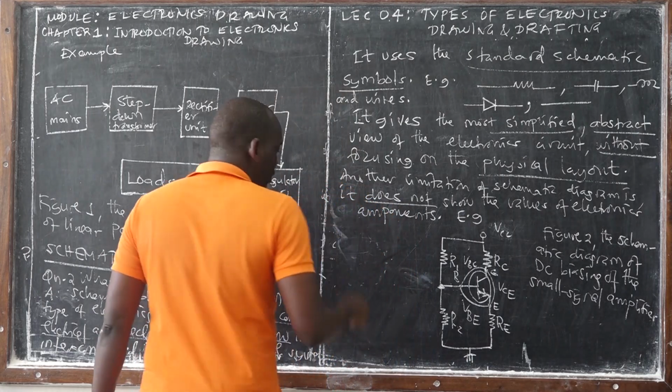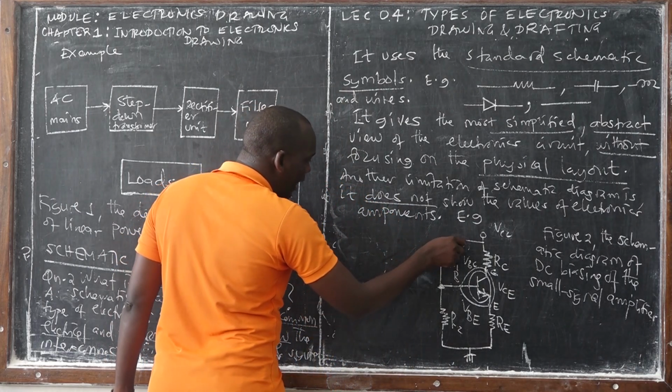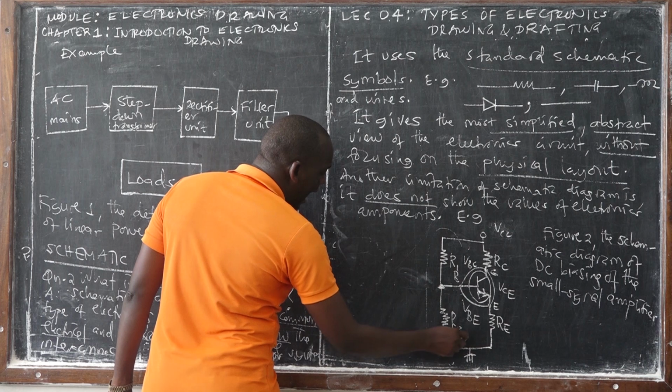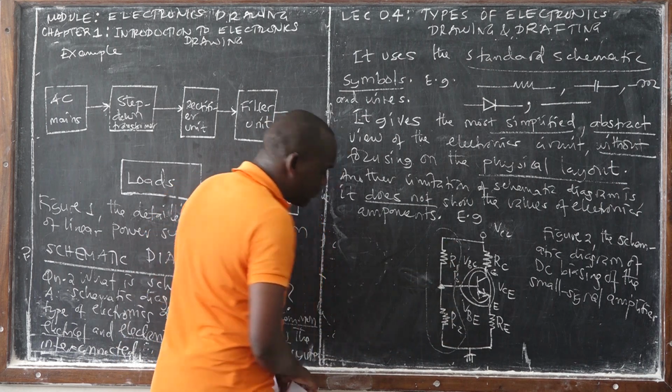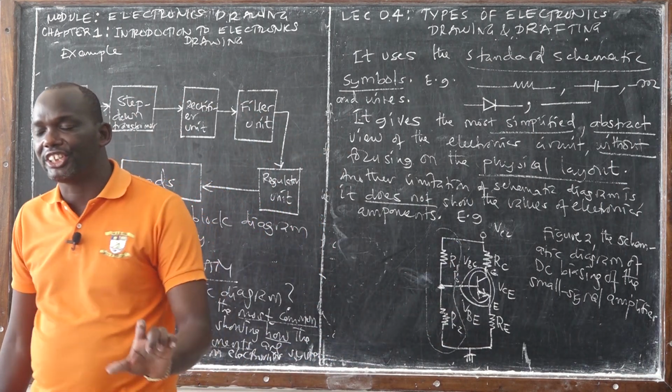Listen, so for instance, R1 and R2 represent a subsystem which we call the voltage divider.